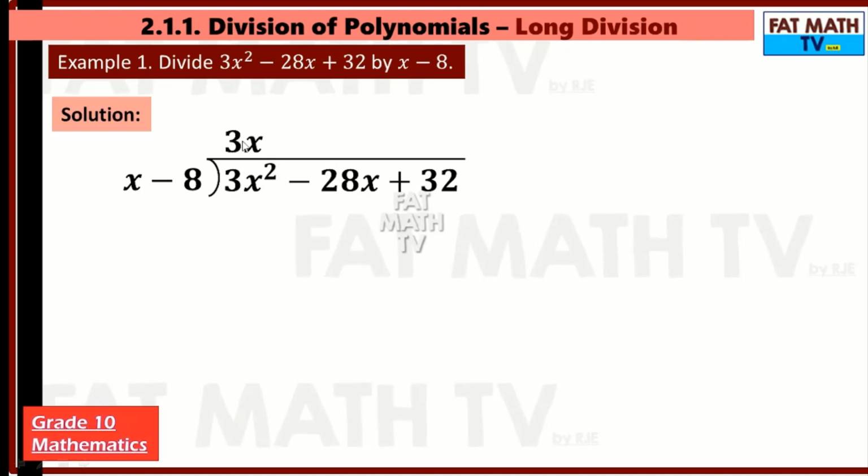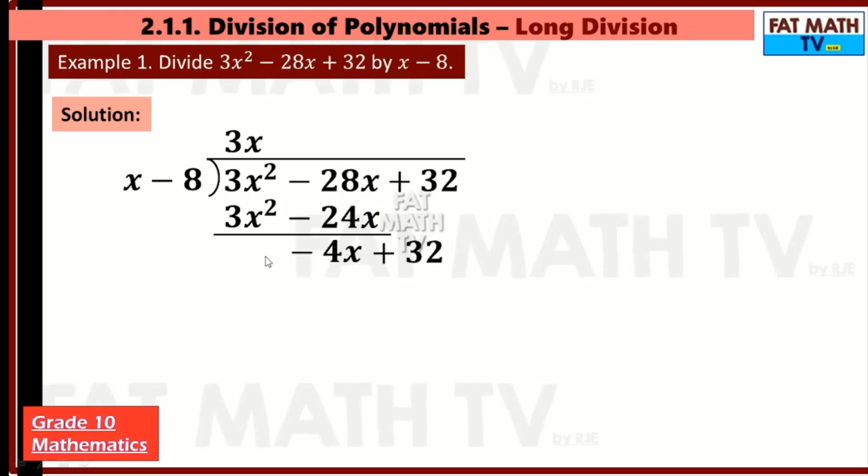And then what are you going to do next? Multiply this 3x by x minus 8. So let's distribute. 3x times x is 3x squared. 3x times negative 8 is negative 24x. And the next process is you're going to subtract. 3x squared minus 3x squared, that is 0. Negative 28x minus negative 24x, that's negative 4x. And then bring down plus 32.